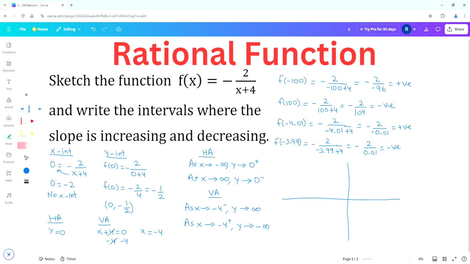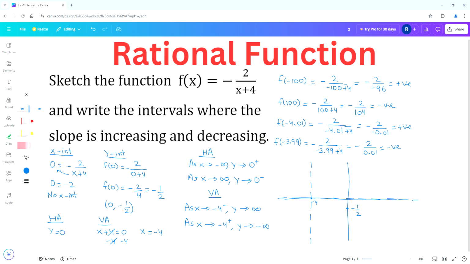Let's start with the intercepts. There is no x-intercept. The y-intercept is at -1/2. The horizontal asymptote is on the x-axis. The vertical asymptote is at -4. Now we can show the end behaviors.